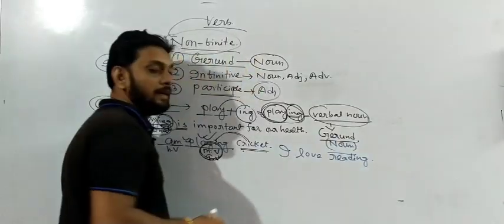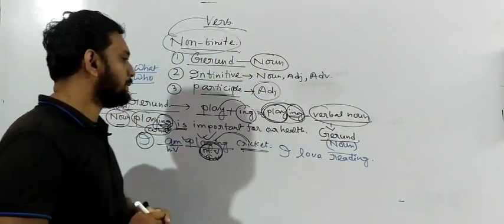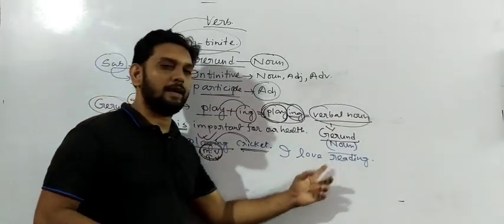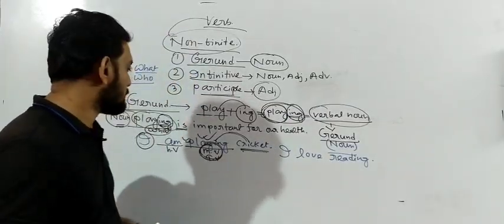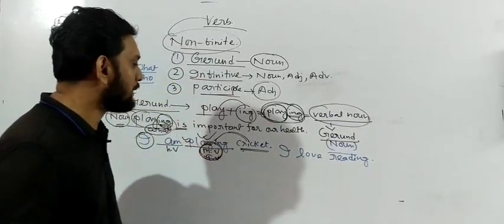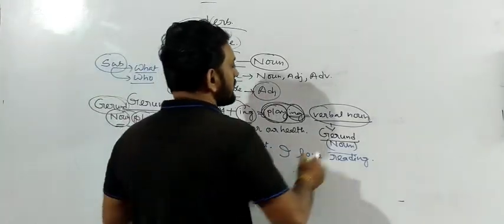I love reading. I have written a very easy example so that you can easily understand. Now let me ask a question to all of you: can you find out the object of this sentence? Yes, you can easily find out, because I already made you understand about that.